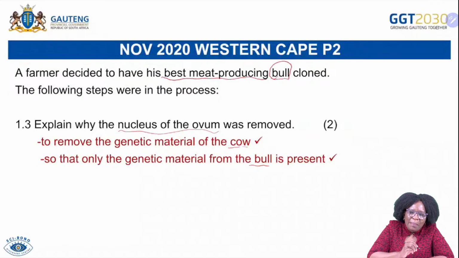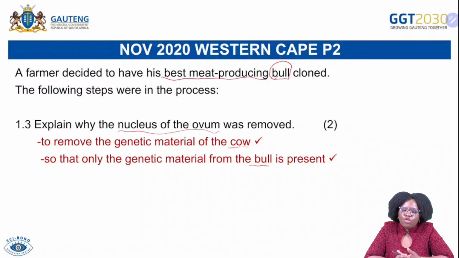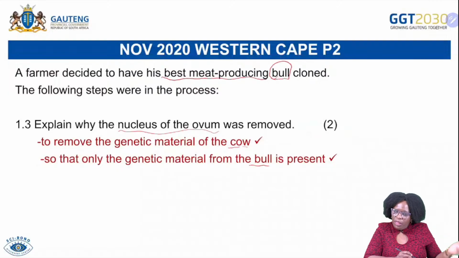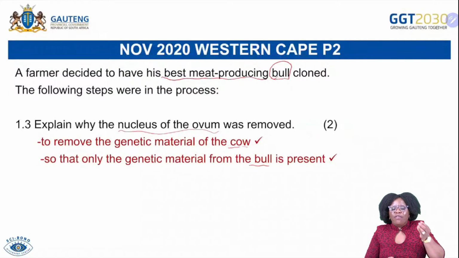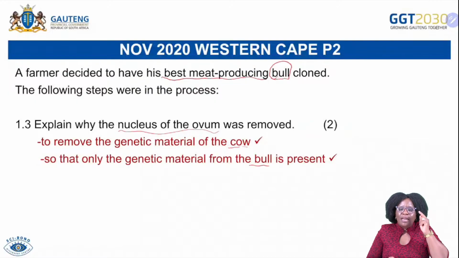So remember, the nucleus is the genetic material. So if the nucleus of the cow was removed and thrown away, the genetic material of the cow is removed, because we don't need anything. We have nothing to do with the cow that was used here, but we have all to do with the bull, which is best meat producer.